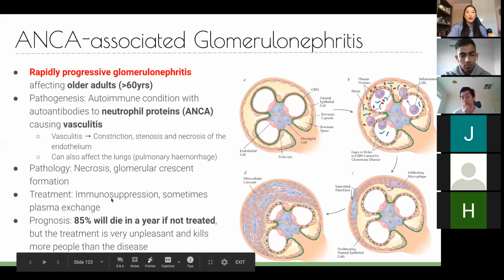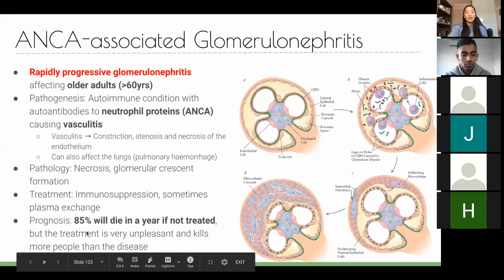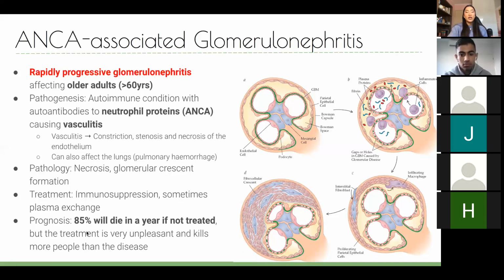Again, you try immunosuppression, it's sort of the go-to. Occasionally you try plasma exchange to try to get rid of the neutrophil antibodies, but that would have to be lifelong because this is a genetic condition. Prognosis is really bad. 85% will die in a year if not treated, which is a very short time frame. And again, it's because this is rapidly progressive.